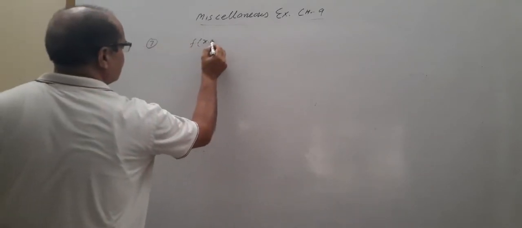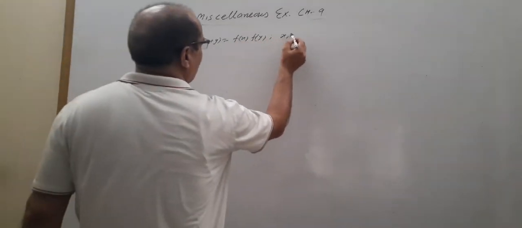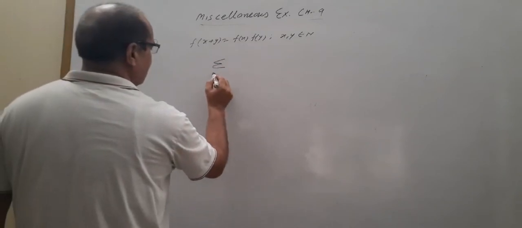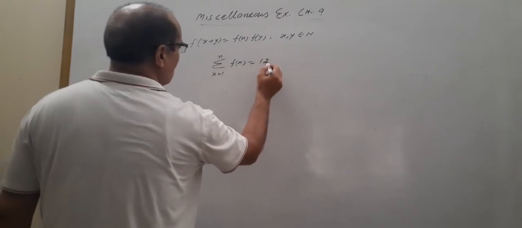Okay, now after this question number 5 I will start another question, that is question number 7. In question number 7, f is the function satisfying the condition f(x) equal to f(x plus y), where x and y belong to the natural numbers, and another condition is summation of f(x) as x varies from 1 to n, the sum of all these terms is equal to 120.